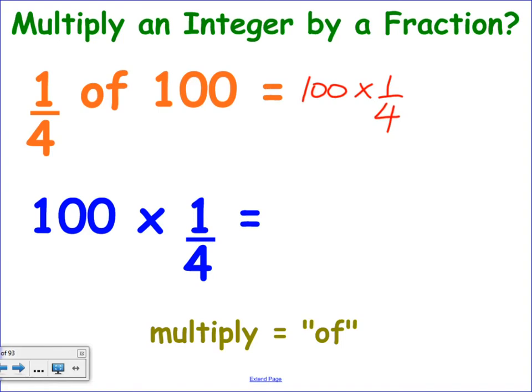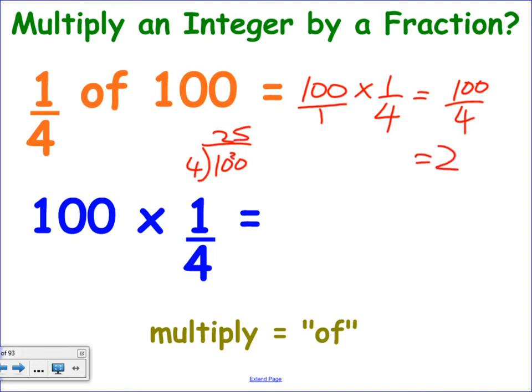The "of" is multiply. So if we do it over here, and we say 100 is just 100 over 1, it becomes 100 times 1, which is 100, over 4. And if we divide 100 by 4, 4 goes into 10 twice, remainder 2. 4 goes into 20 5 times. It's 25. Can you see that?